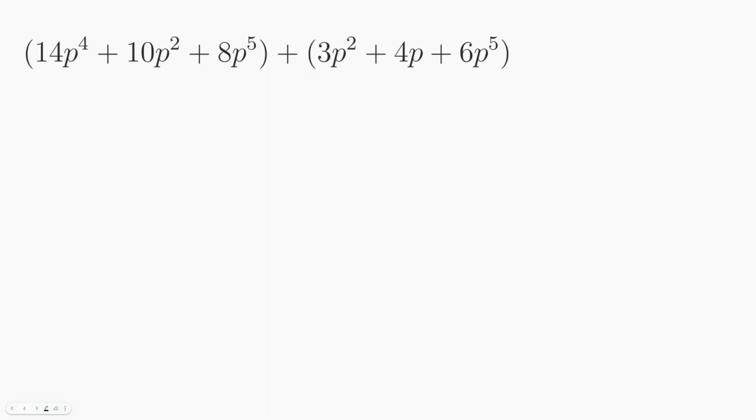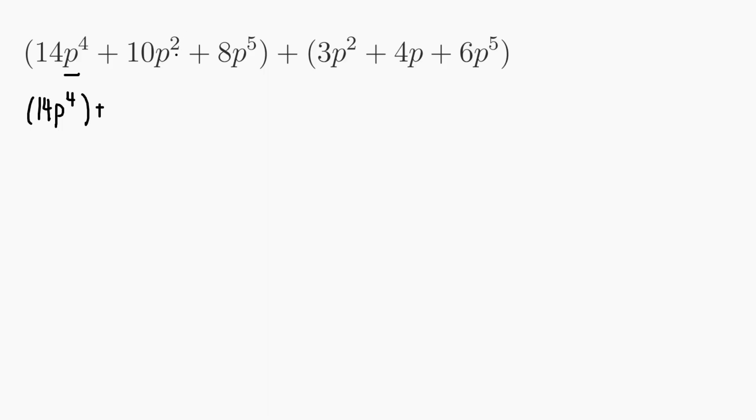Now, let's do some practice problems. So we're trying to add these two polynomials. We could do either horizontal or vertical method, but let's do horizontal method for this one. So let's start off trying to combine these like terms into parentheses. So first, if we just go in order, we have p to the fourth power, right? Is there any other p to the fourth power here? No, this one's alone. 14 p to the fourth power.